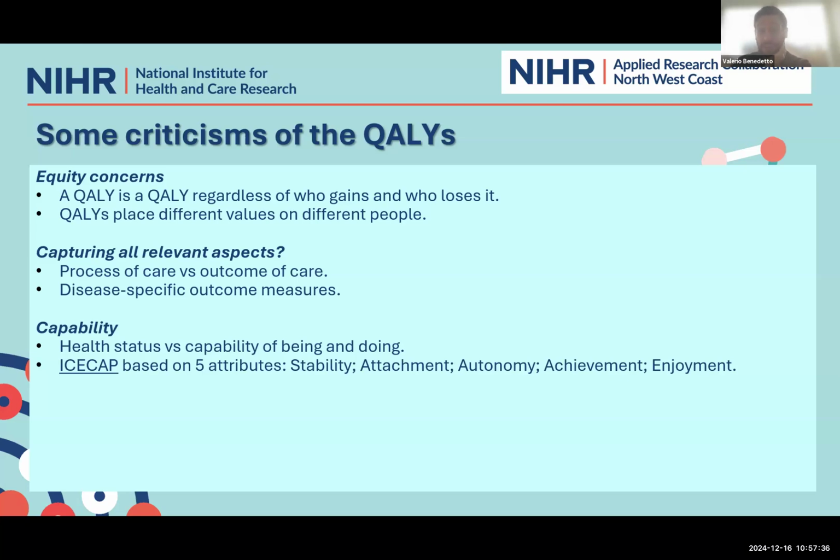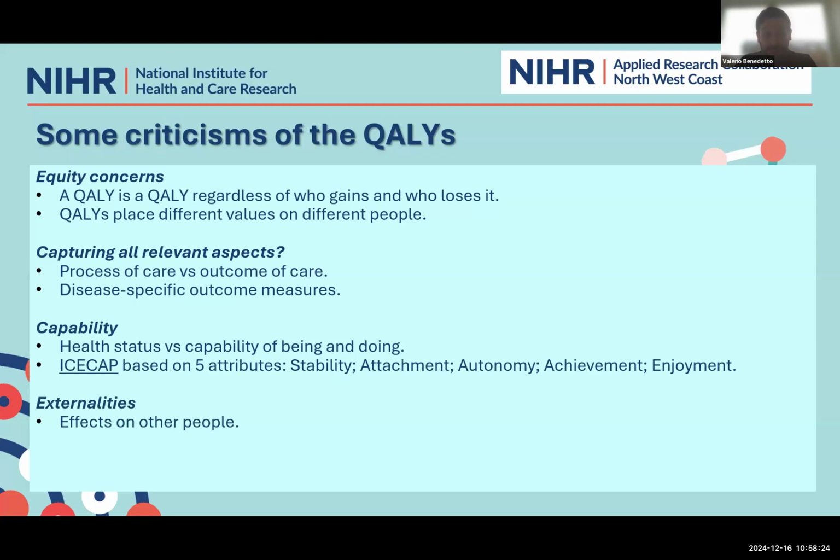Another strand of research lately has tried to establish if people are capable of being or doing certain things, rather than measuring just their status. So not measuring just what I'm doing or what I am at the moment, if I'm mobile or not, but whether I'm capable of doing something with my particular health state. And there are alternative measures out there. For example, the ICECAP is one of them, which is based on 5 attributes: stability, attachment, autonomy, achievement, enjoyment. You can see how they differ from the dimensions used in the EQ-5D, for example. These are other dimensions which will be relevant for some health or disease areas.